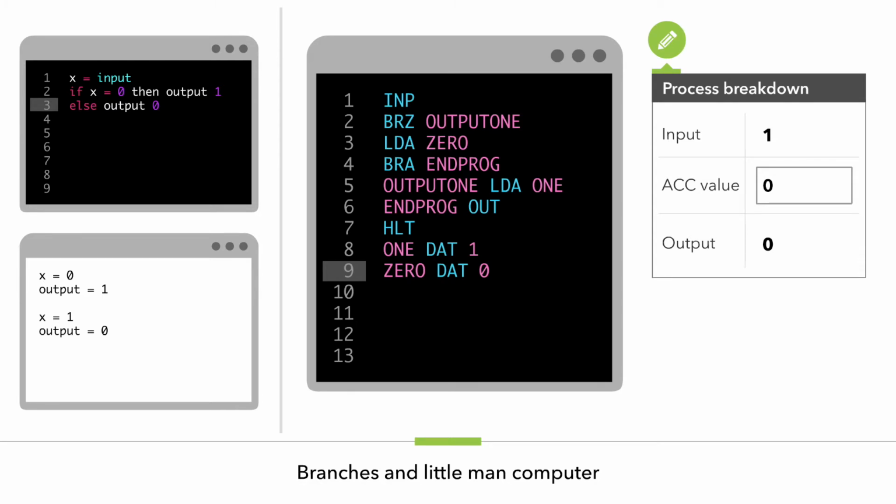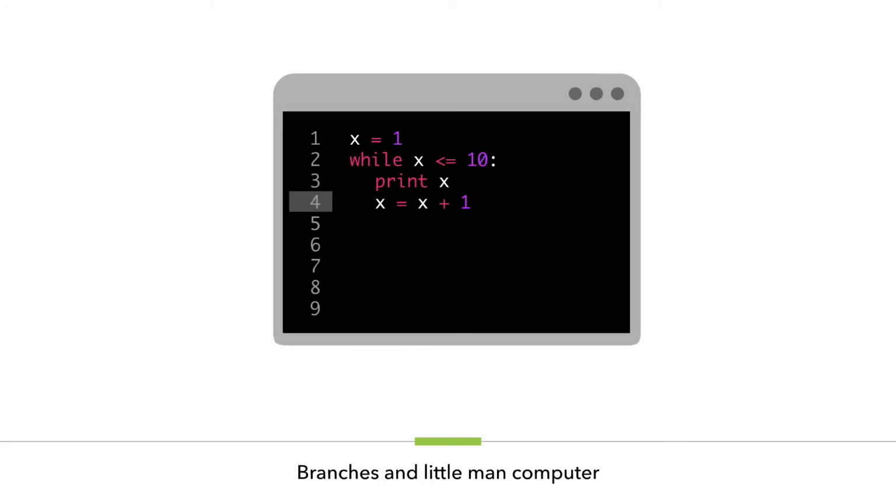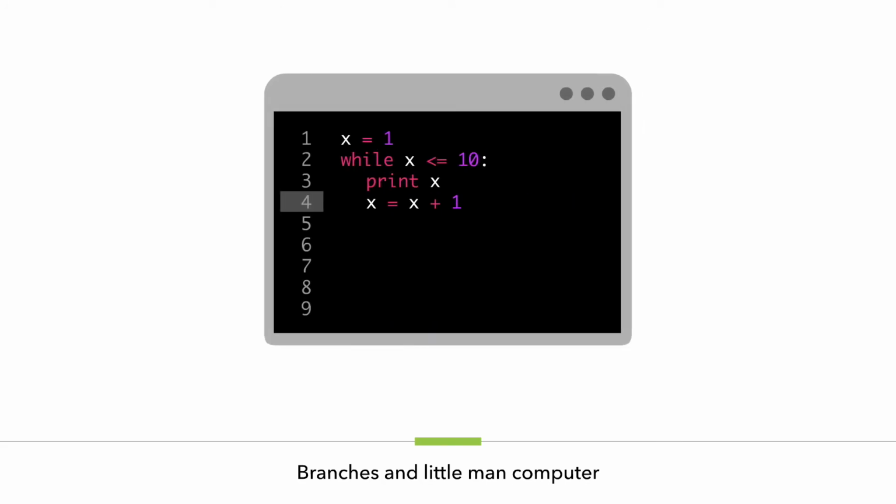So we've used 2 branches so far, BRZ, or branch if 0, and BRA, or an unconditional branch. But there is a third one, BRP, or branch if positive. So let's have a look at another piece of code. Now this piece of code is going to output the numbers 1 to 10, and it's the while statement that has the condition to test. Is x less than or equal to 10?